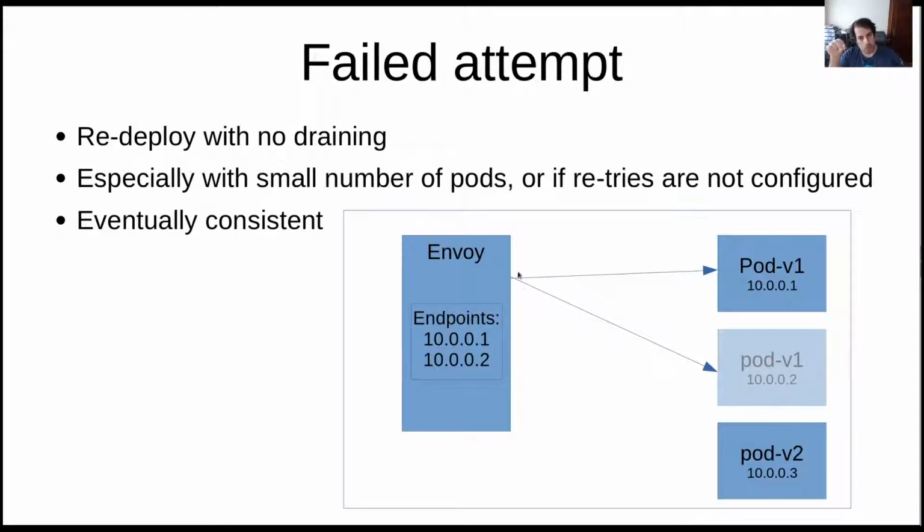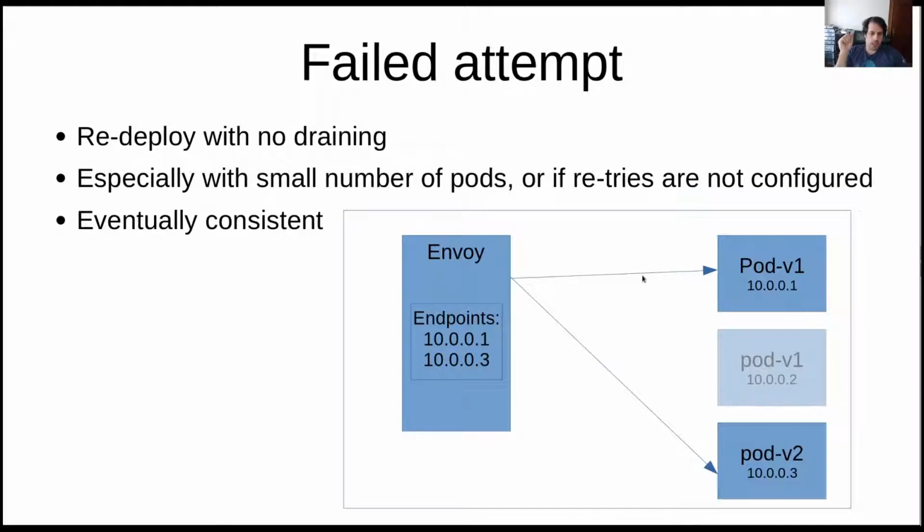And during that amount of time, 50% of the requests will fail, right? And if you have 1 million requests per minute, that could translate to a good amount of errors, right? Eventually, the information will propagate to Envoy and it will send the request, but it might take time. Now, it's especially true if your deployment is small and if you don't have any retries configured, and you might see this problem manifest even more, right?